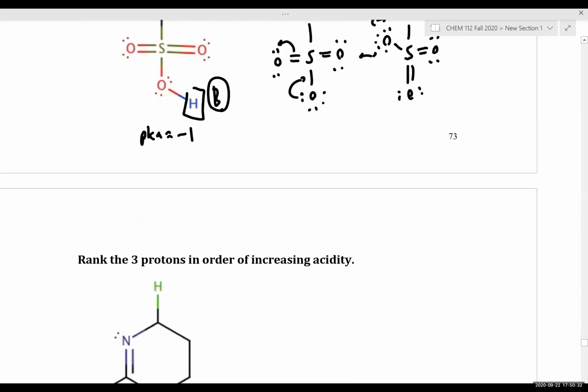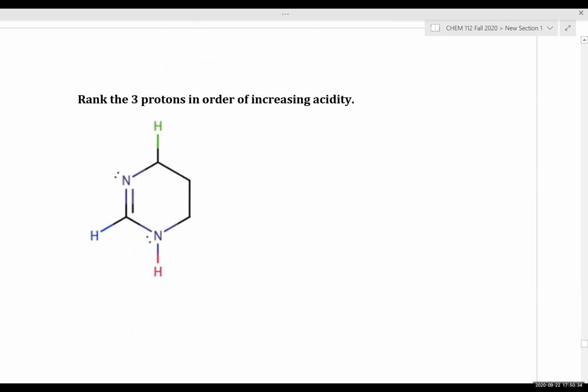Okay, let's keep going. This is always a fun example to look over. I'd like you to rank the following three protons, A, B, and C, in order of increasing acidity. So which proton is the most acidic? Which proton is the least acidic? So let's spend about 3 to 4 minutes on this example, and then we'll come together as a group to discuss.